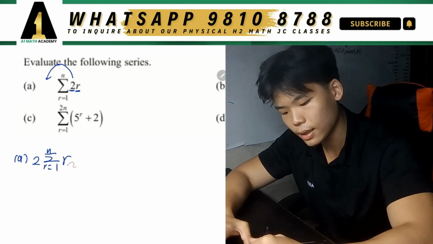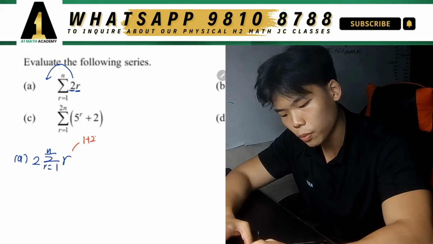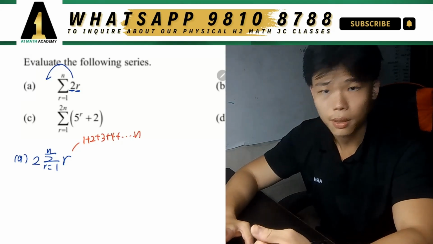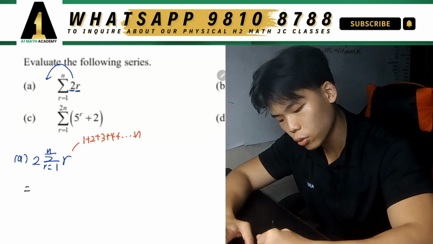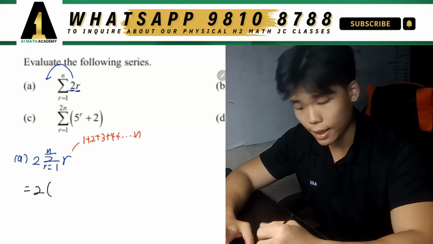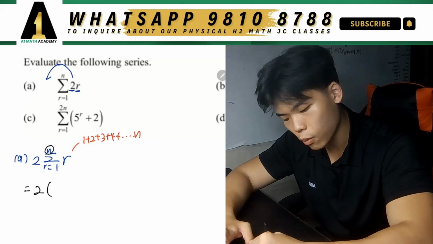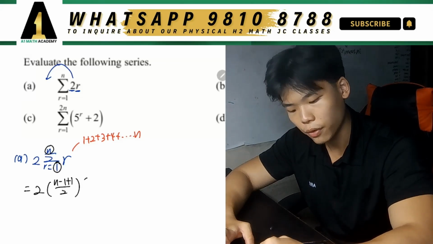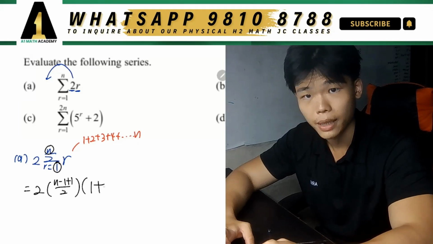And then we know that this is essentially just 1 plus 2 plus 3 plus 4 plus all the way until n, so it's essentially an AP. So we know that this will give us 2 times how many pairs are there. So it will be n minus 1 plus 1, divided by 2, with the first term being 1 and the last term being n.